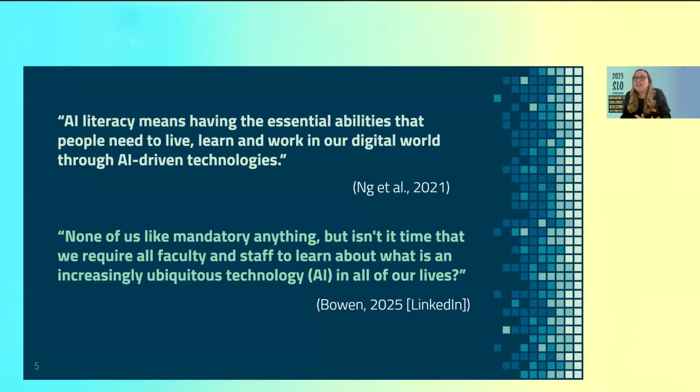None of us like mandatory anything, but isn't it time that we require all faculty and staff to learn about what is an increasingly ubiquitous technology in all of our lives? You may say yes, you may say no.